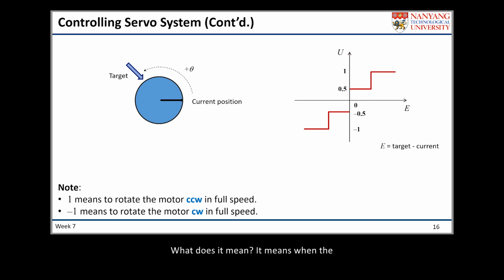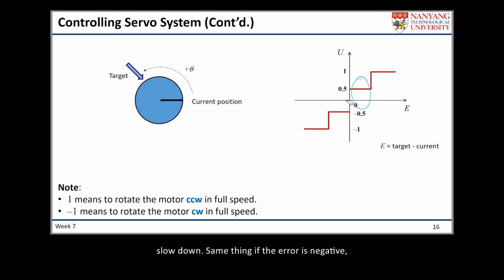What does it mean? It means when the error is very high, at this region, the controller will ask the motor to run in a counterclockwise direction at full speed. But then when the current position almost reaches the target, the controller will still ask the motor to rotate in the counterclockwise direction, but at half speed, because it is approaching the target. So I want the motor to slow down.